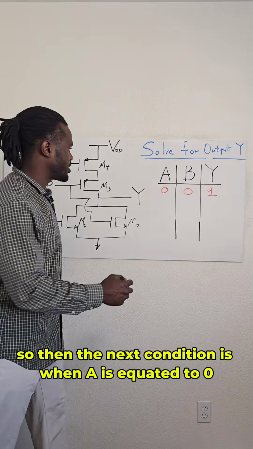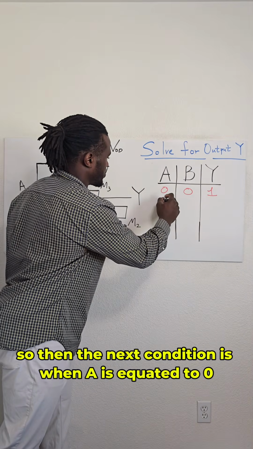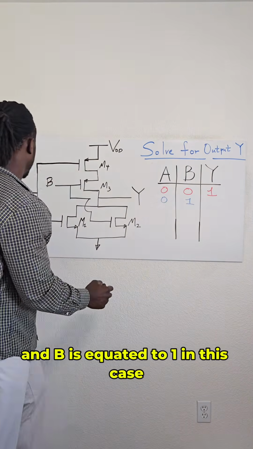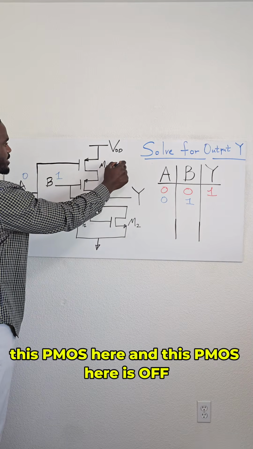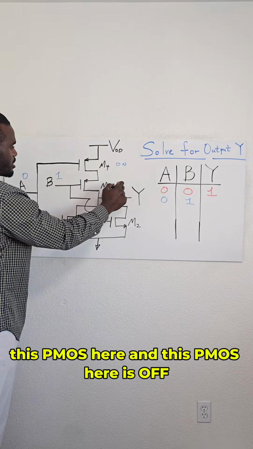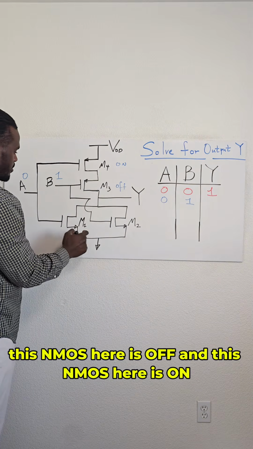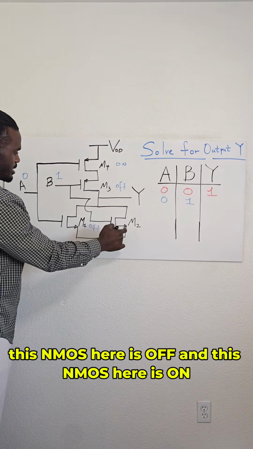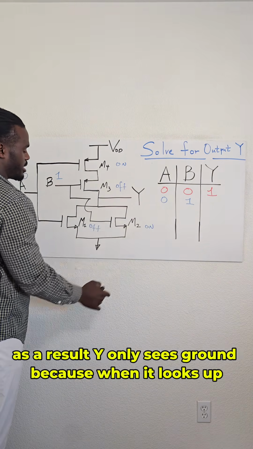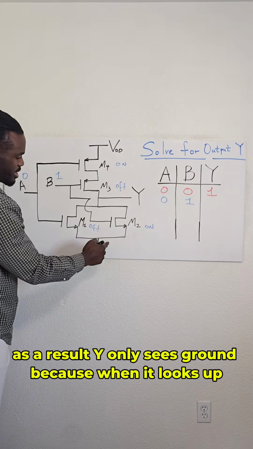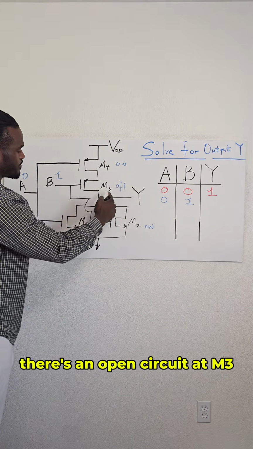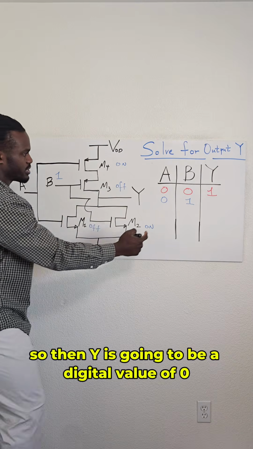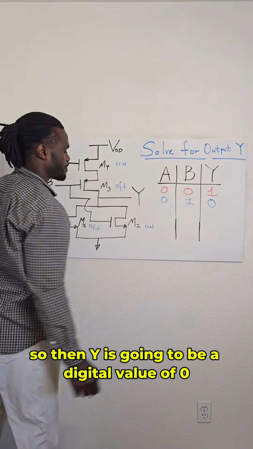So then the next condition is when A is equated to 0 and B is equated to 1. In this case, A is 0, B is 1. This PMOS here is on. This PMOS here is off. This NMOS here is off, and this NMOS here is on. As a result, Y only sees ground because when he looks up, there's an open circuit at M3. So then Y is going to be a digital value of 0.